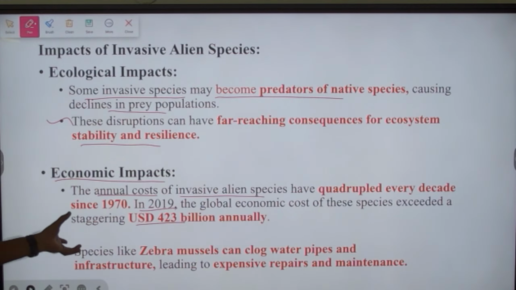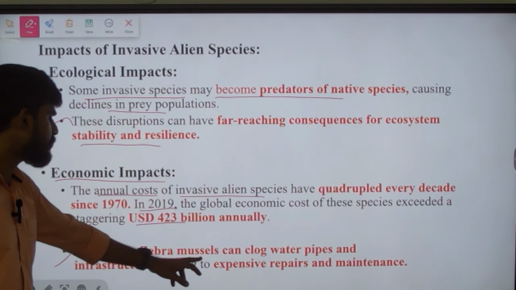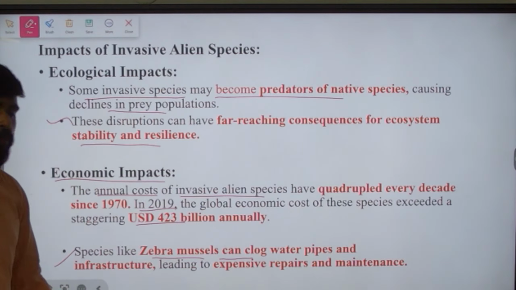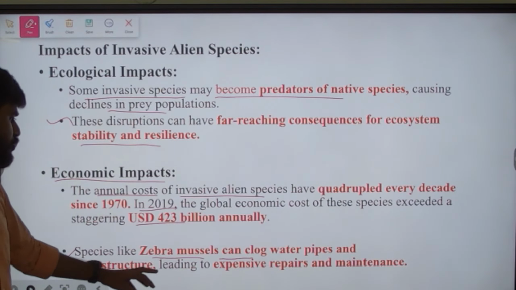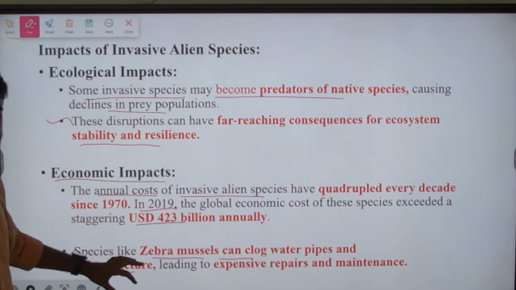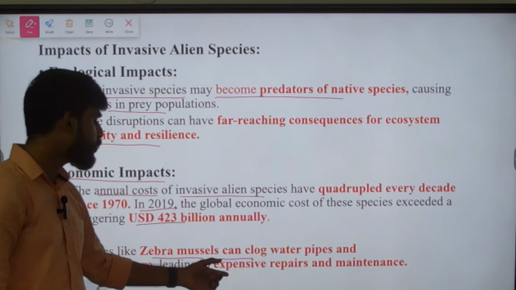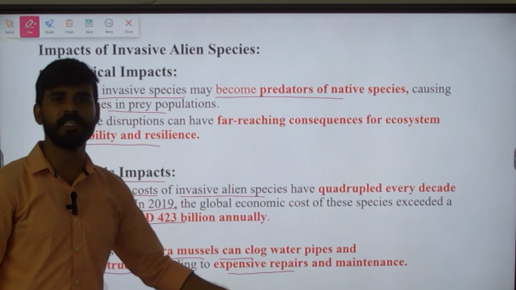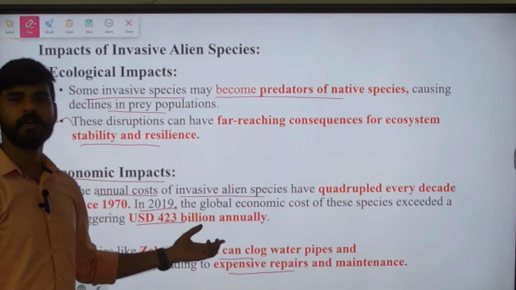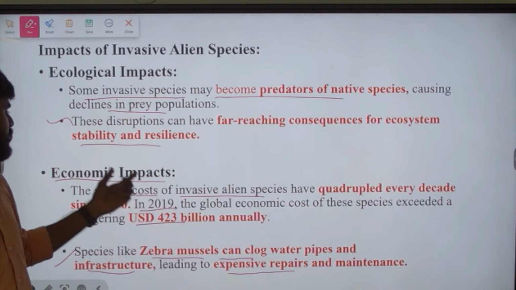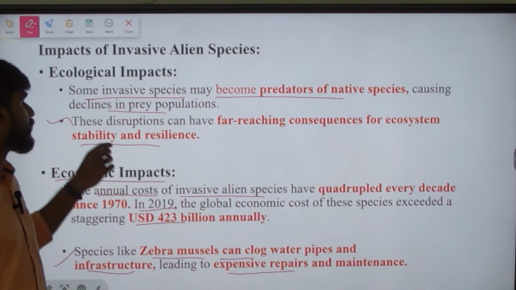So how are they going to impact economically? See this example. Species like zebra mussels can clog water pipes and infrastructures. When water pipes and other infrastructures are clogged, it may lead to expensive repairs and maintenance. For these repairs and maintenance, funds are needed, money is needed. So that is how economic impacts are there.